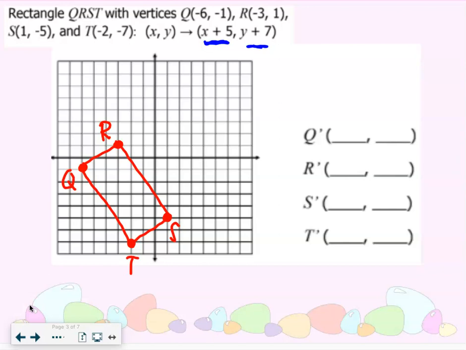Here we go. I'm going to start with Q. So I'm going to go 5 boxes to the right. And then I'm going to go up 7. So now my Q prime is at negative 1, 6. Let's move R prime over 5, up 7. R prime is at 2, 8.